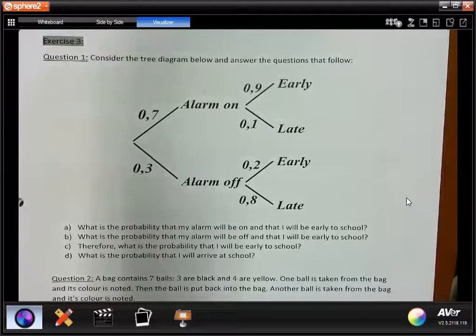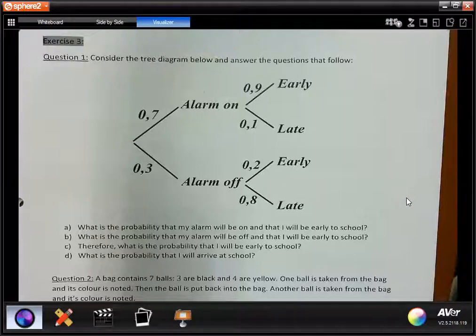Now they're asking what is the probability that my alarm will be on and that I will be early to school. When we're doing "and", what do we do in our calculation? We multiply. So alarm on and early: we're going to do 0.7 times 0.9. Type it into the calculator, that's the answer. You can leave it in fraction form or as a decimal answer, either way is fine. The next one is also an "and" question. Again, you take the two fractions or the two decimals and multiply them.